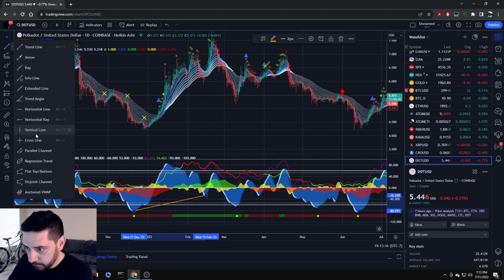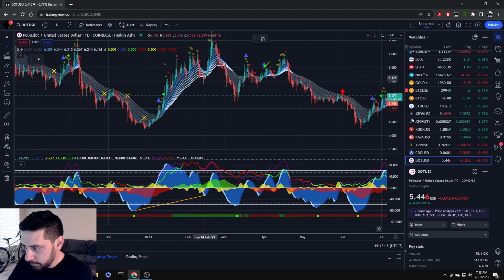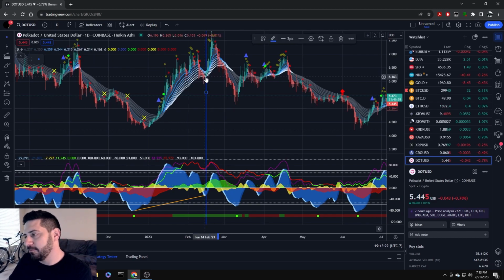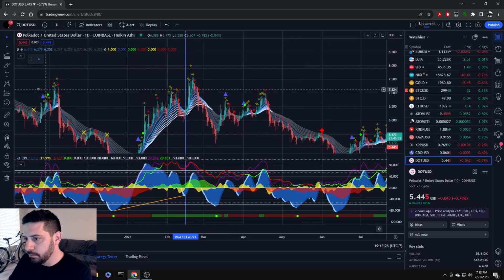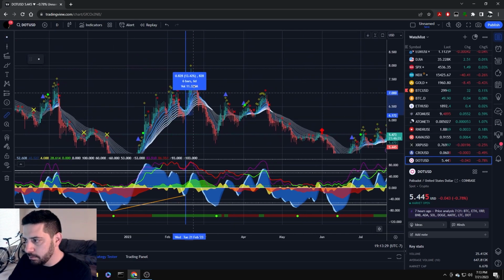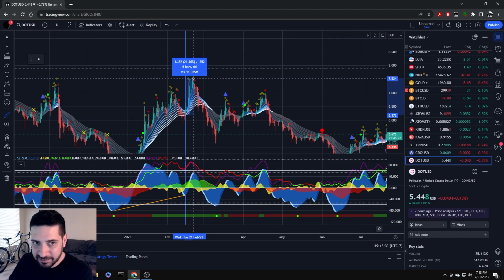So this is where I marked it here. Right there. That's when I entered a long, right in this spot. And that netted me, what was that? Yeah, I remember making like 21% on this over 6 days.